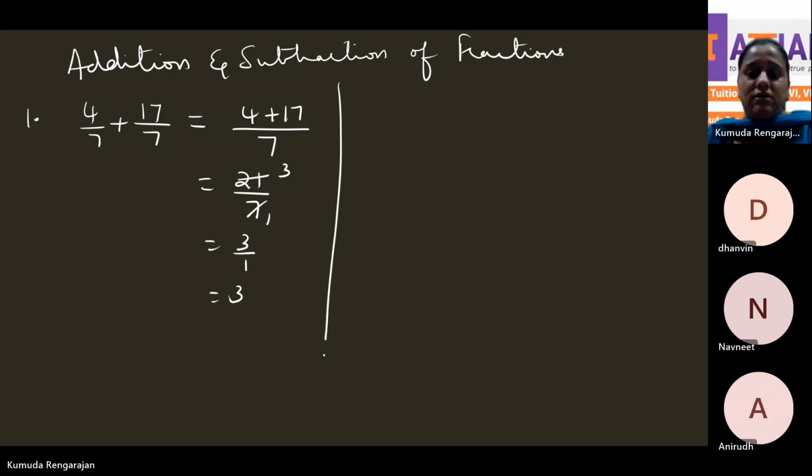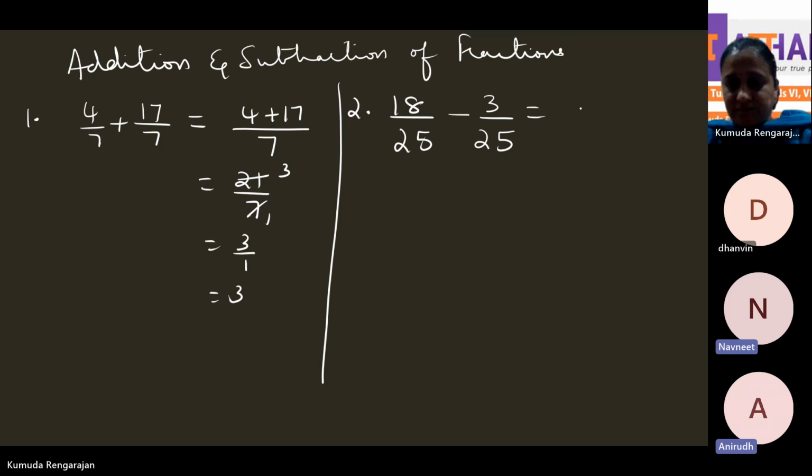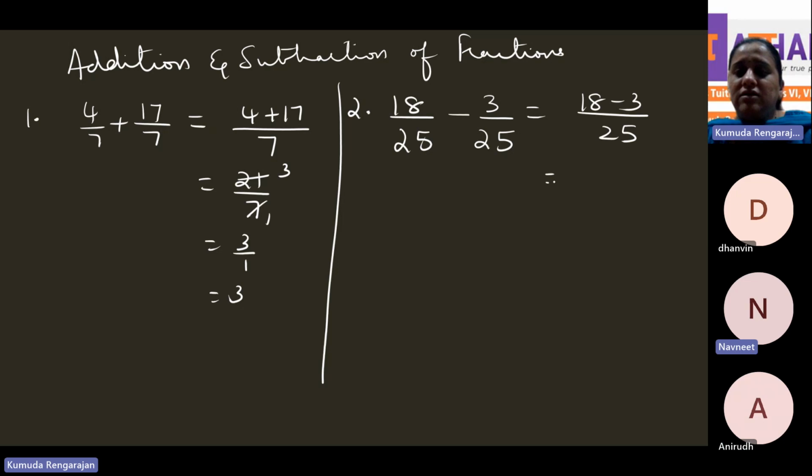Okay. How do you subtract like fractions? Supposing you have 18 by 25 minus 3 by 25. Subtract the numerator itself, ma'am. Correct. So how do you do this? 18 minus 3, 15, and just put the denominator. It is equal to 15 by 25. 5 threes are 15, 5 fives are 25. So 3 by 5. Correct. Very good.